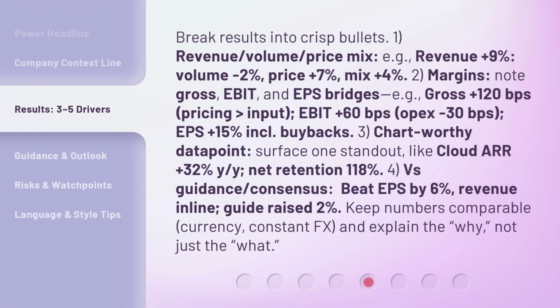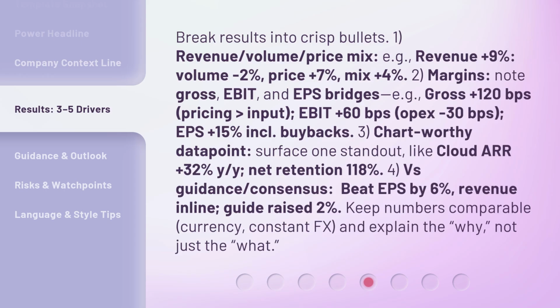Break results into crisp bullets. 1. Revenue/volume/price mix, e.g., revenue +9%, volume -2%, price +7%, mix +4%. 2. Margins. Note gross, EBIT, and EPS bridges, e.g., gross +120 bps, pricing greater than input costs. EBIT +60 bps, OPEX -30 bps, EPS +15% with buybacks.